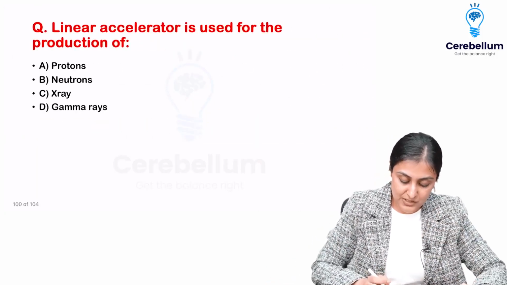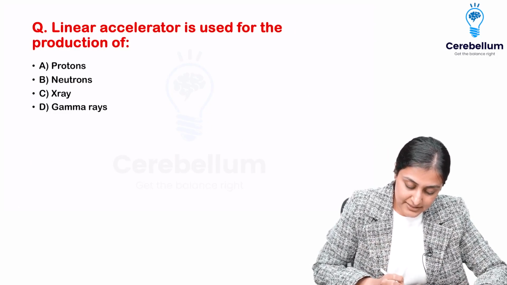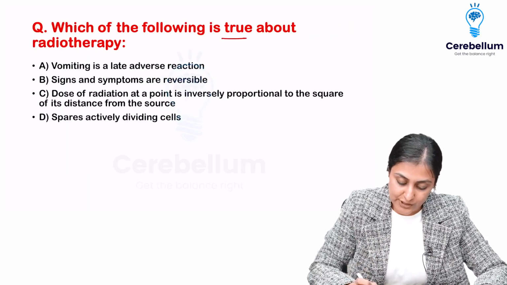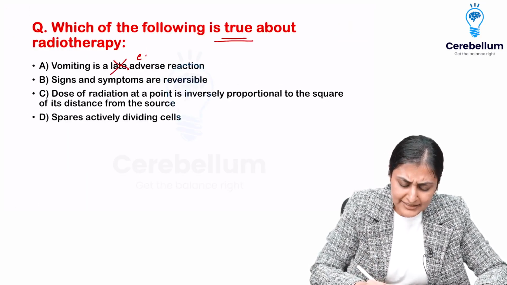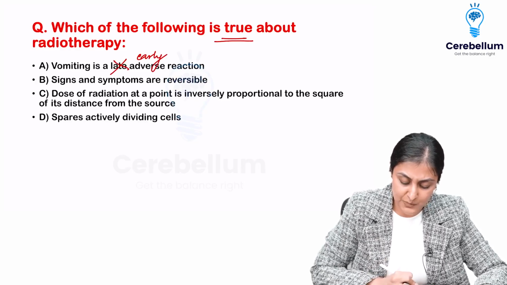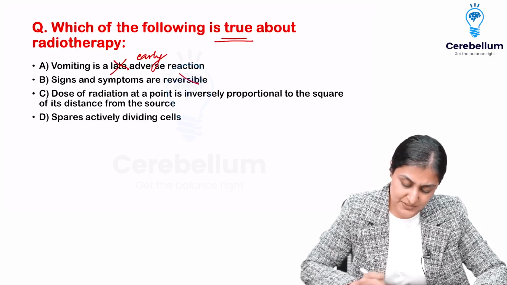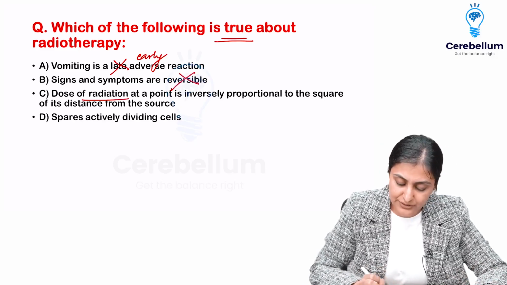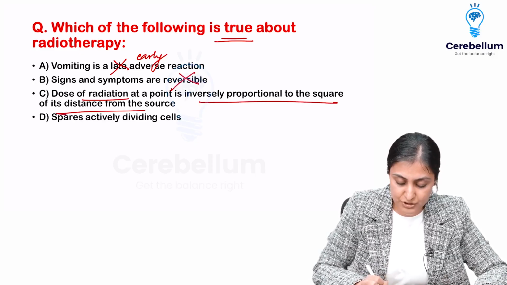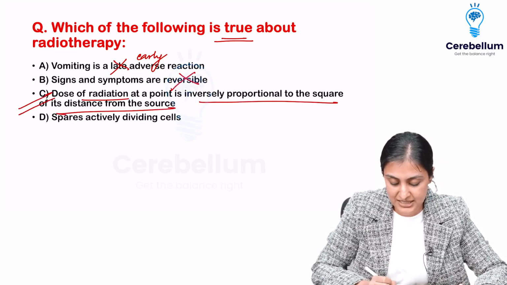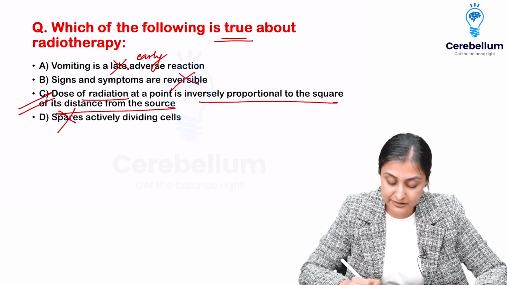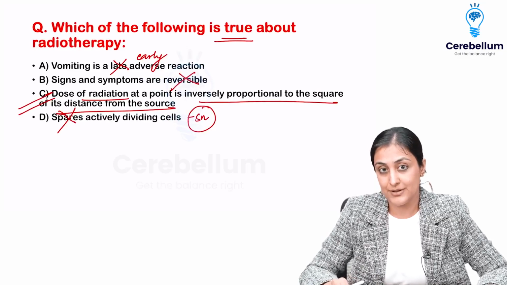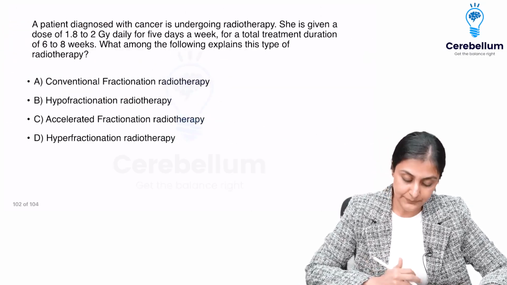Going on to the previous year questions: linear accelerator produces X-rays and electrons. Radiotherapy, which of the following is true? Vomiting is not a late adverse effect, it's an early adverse effect. Signs and symptoms are reversible? No, they're irreversible. Intensity of radiation is inversely proportional to the square of the distance is definitely correct. And it doesn't spare actively dividing cells? They are the most radiosensitive cells, right? So C is the correct answer.